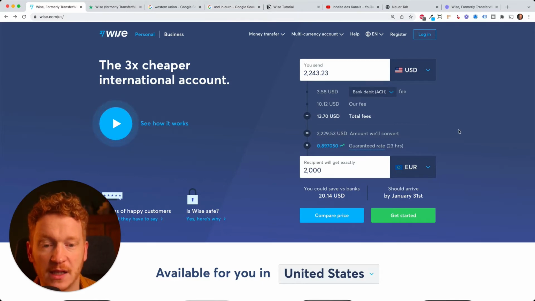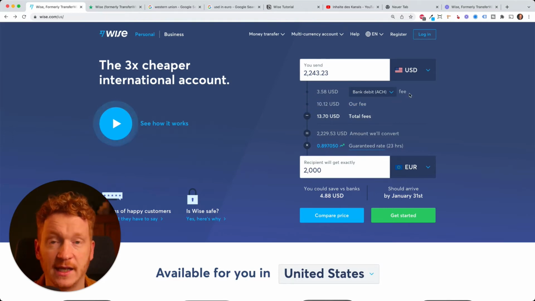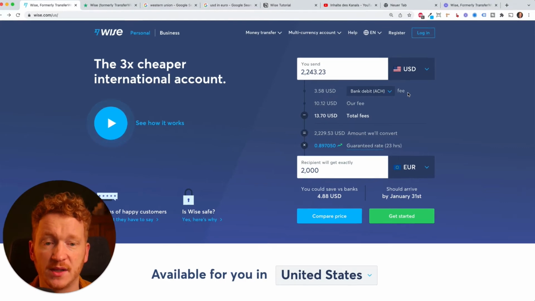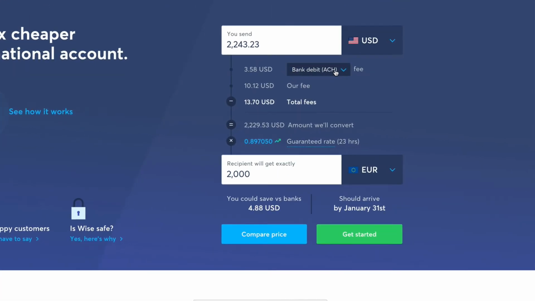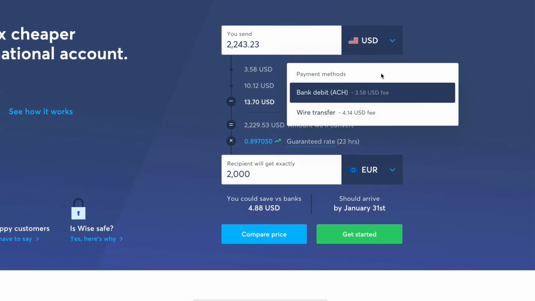But of course, they will also add some fees to it. For example, their own fee is here $10.12 for the whole service. And depending on how you want to send the money to Wise, they also add a fee, because they have different ways you can send money to them. For example, with a bank debit, the fee is 3.58 USD. Or you can wire transfer the money and then the fee is 4.14 USD.